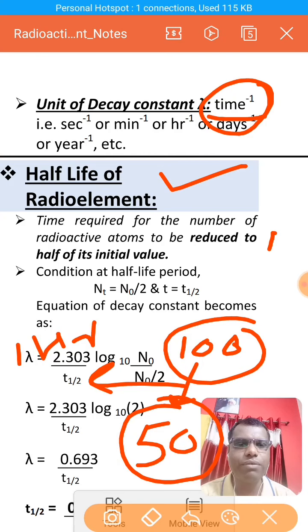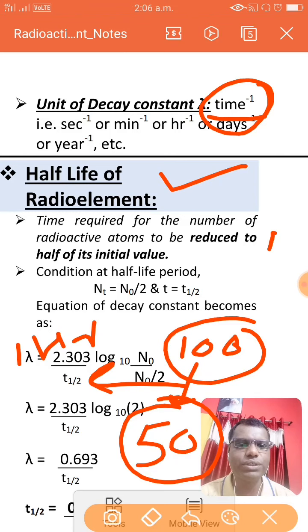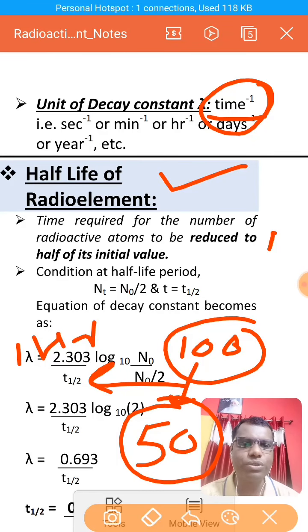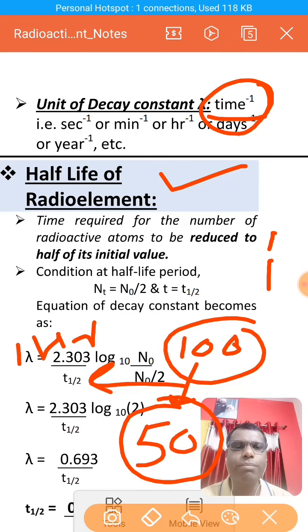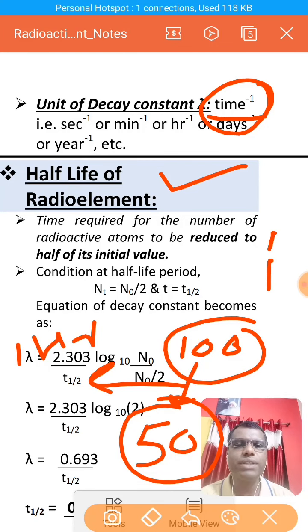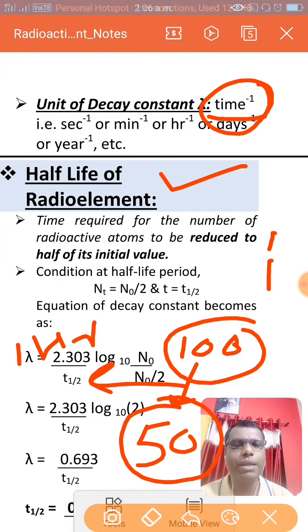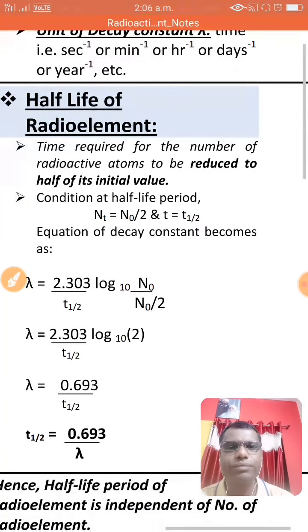Half-life period is the time required for the number of radioactive atoms to be reduced to half of its initial value. Because as the disintegration process proceeds with time, definitely the number of atoms will decrease. But how much time is required to reduce this number of atoms to half of its initial value? That much time, that much period will be called the half-life period or the half-life time of radioactive elements. So this is very simple to discuss.